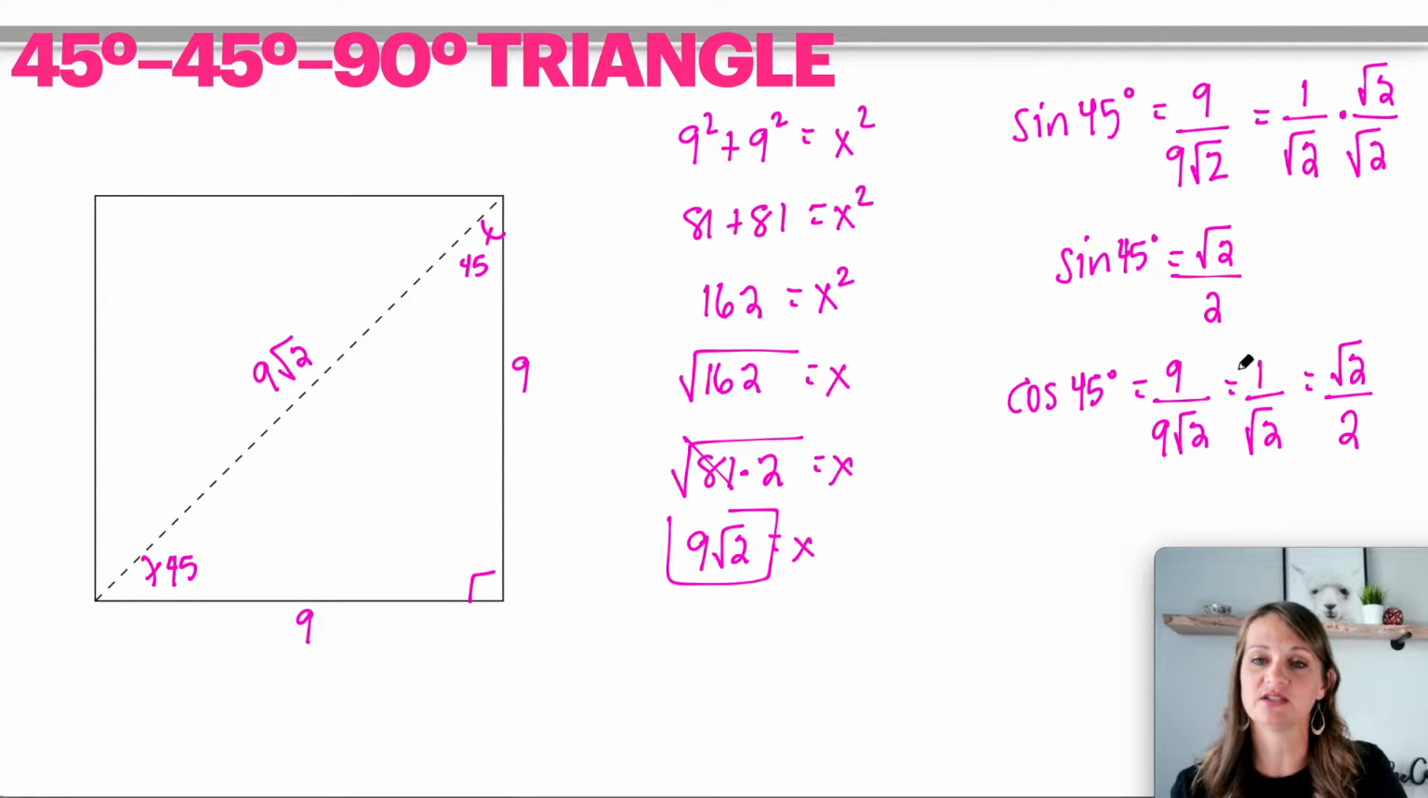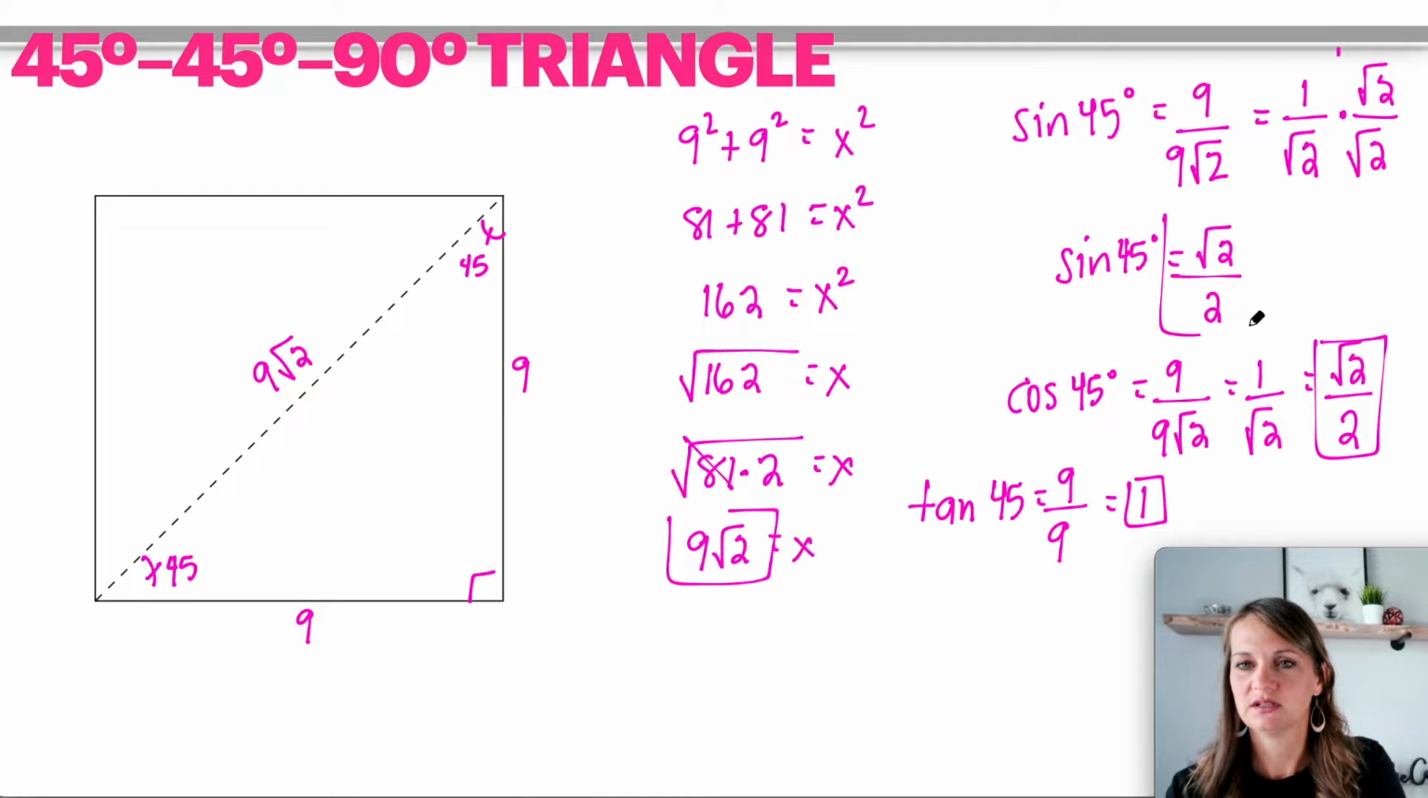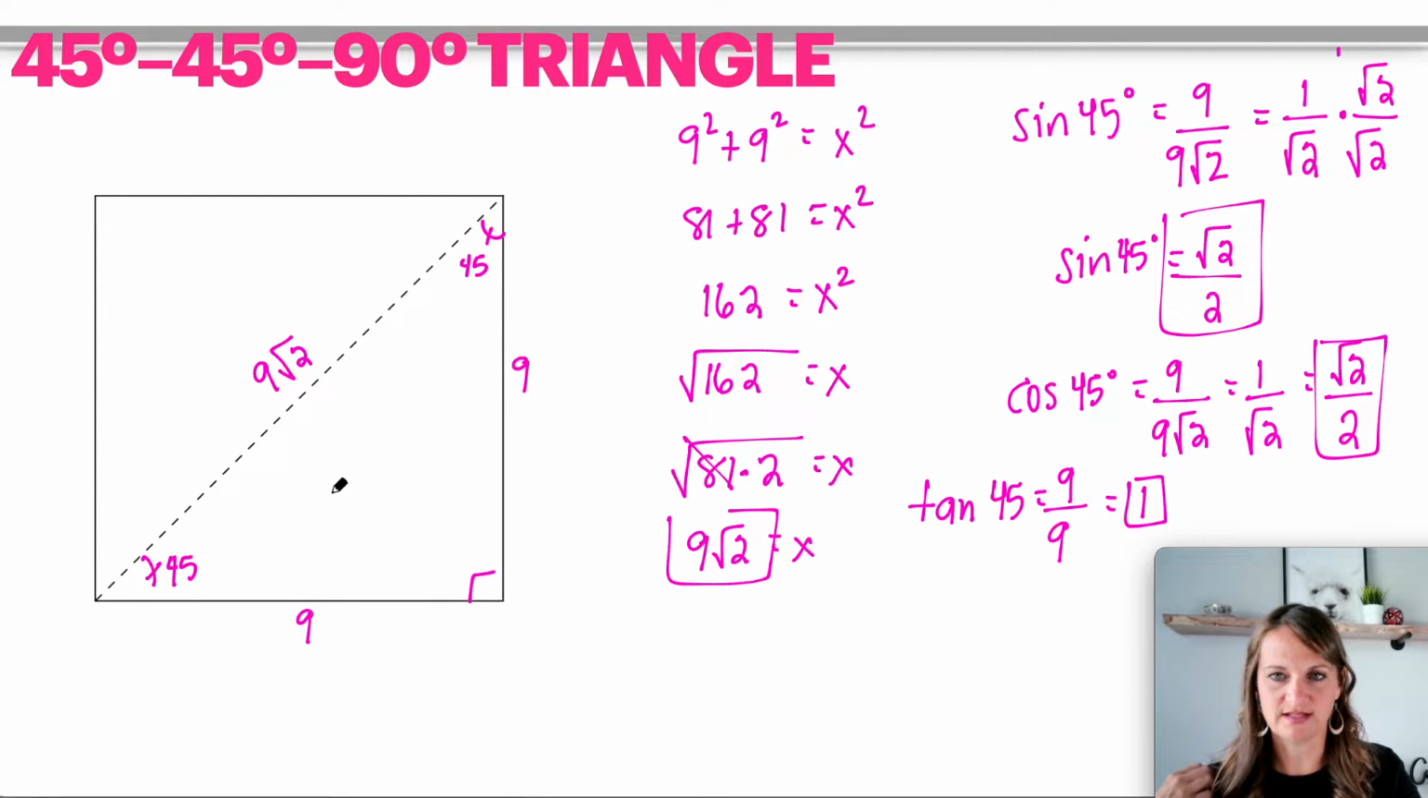Cosine will always be square root of 2 over 2. And something kind of cool, the tangent is opposite over the adjacent, which is 1. So no matter how big the triangle is, 5, 10, 100, the diagonal is automatically going to be 100 square roots of 2. So when you take sine, when you take the opposite divided by the hypotenuse, those numbers will always cancel, leaving you the square root of 2 over 2, no matter what.